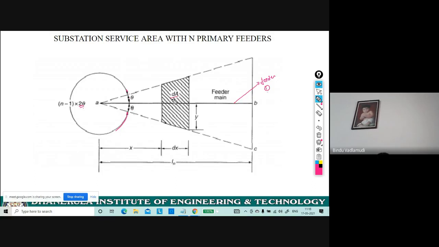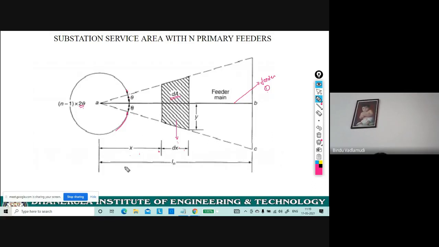With an area of dA, which is having a distance of dx, the sectional length is dx, placed at a distance of x from the substation. Is it clear? Here in this service area, I am considering a part of a section of the feeder with a length of dx, placed at a distance of x from the substation.